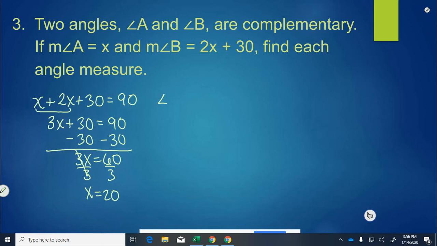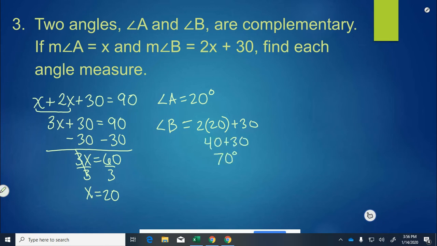So angle A is going to be 20. Angle B is 2 times 20 plus 30, which is 40 plus 30, which is 70, which makes sense because 20 plus 70 is 90. All right, let's continue.